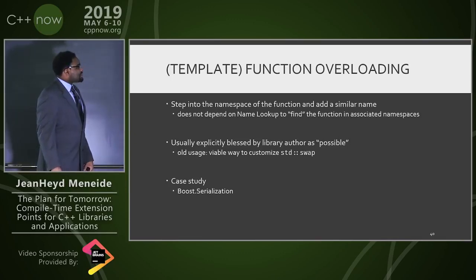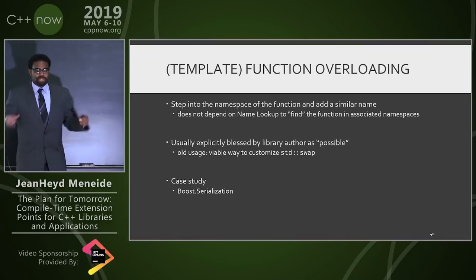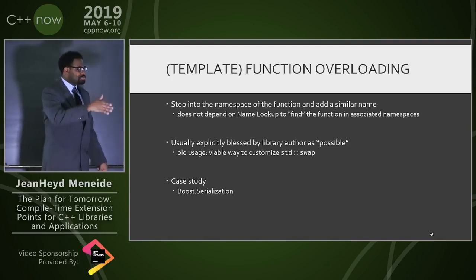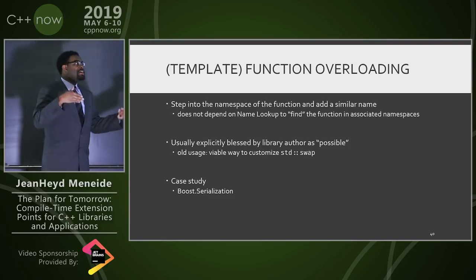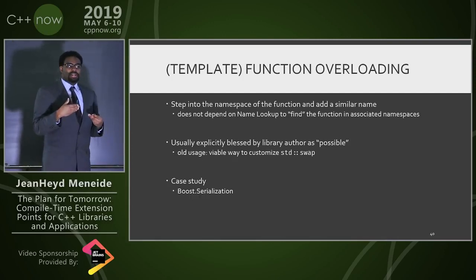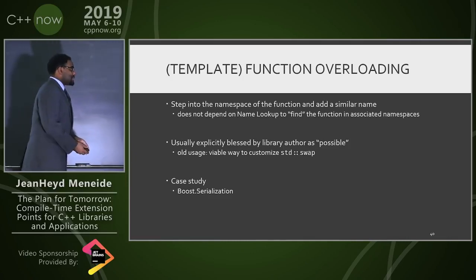And so this is actually the old way that std swap was supposed to be customizable, in that you were supposed to just crack open namespace std, slip your overload in there, and then leave, right? That was a viable way to do that until people started cracking down on it. But they cracked down on it, and so it's not supposed to be something you do now, but it's part of legacy code, and you have to keep letting it work and stuff like that. So that's one of the things that are there.